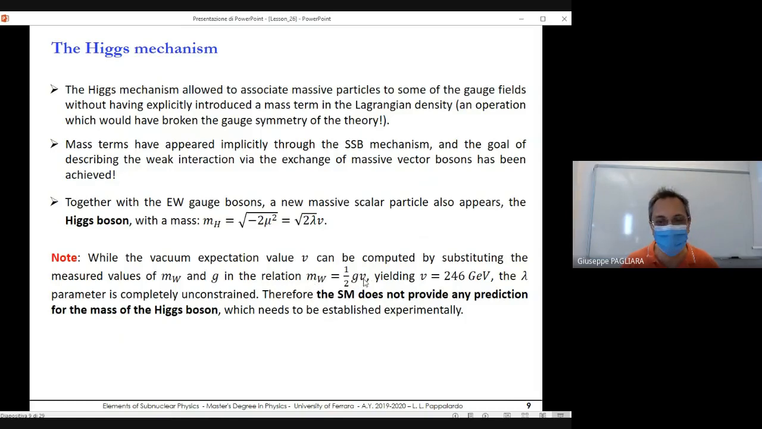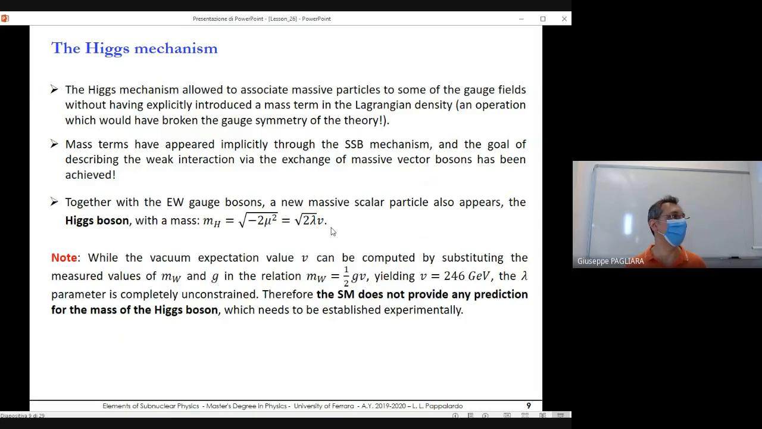So we can actually extract the value of v, which is something like 246 GeV. Okay, so we have a precise prediction for the vacuum expectation value of the Higgs field. What we don't have, and what the standard model does not provide, is the value of lambda.